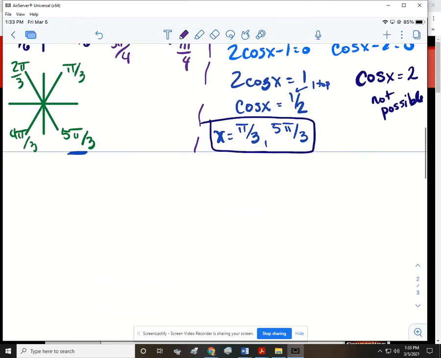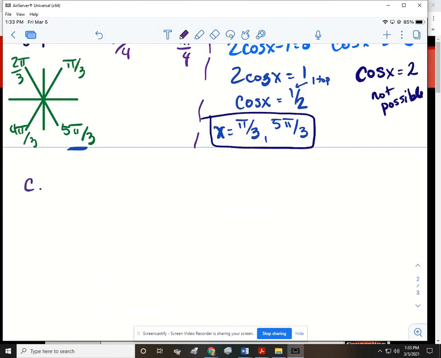All right, we are going to do a couple more. For C, we have the cotangent squared of x plus cosecant squared of x minus 7 equals 0. Now this one we can't do that old-fashioned factoring yet because we have cotangent and we have cosecant squared. So we're going to need to change one of those to the other one.